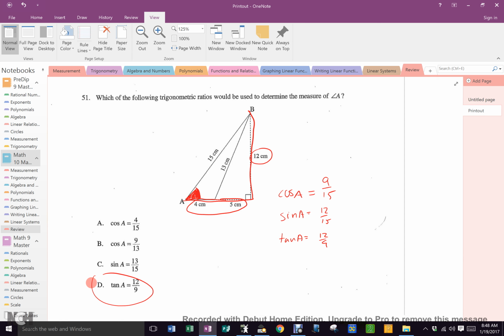Now, here's the next question. Is it tan A that finds me an angle? No, what do I need to do to find an angle? It's got to be shift tan, right? But I got to start with tan. Everybody get it?